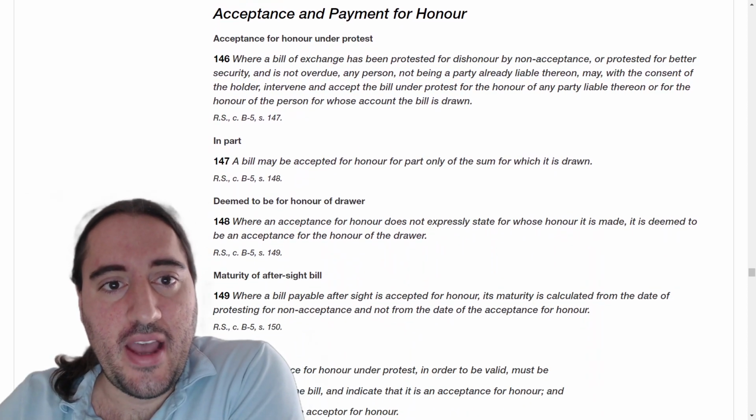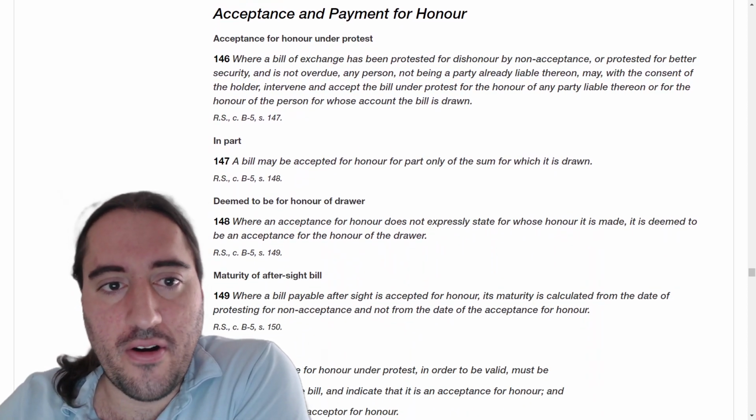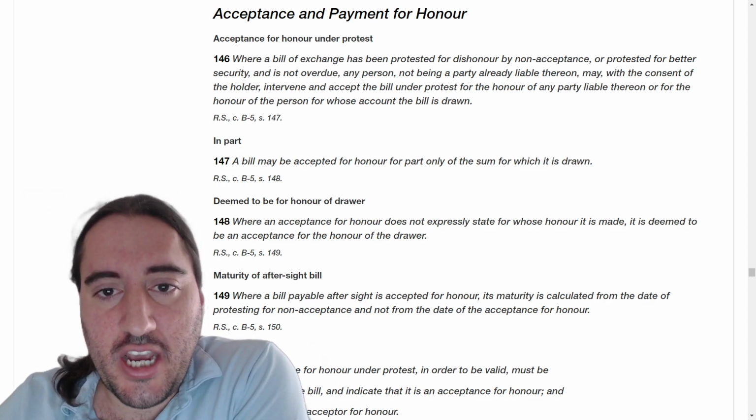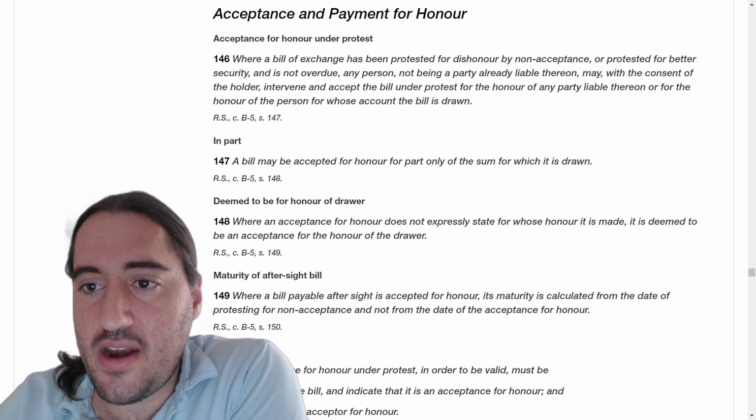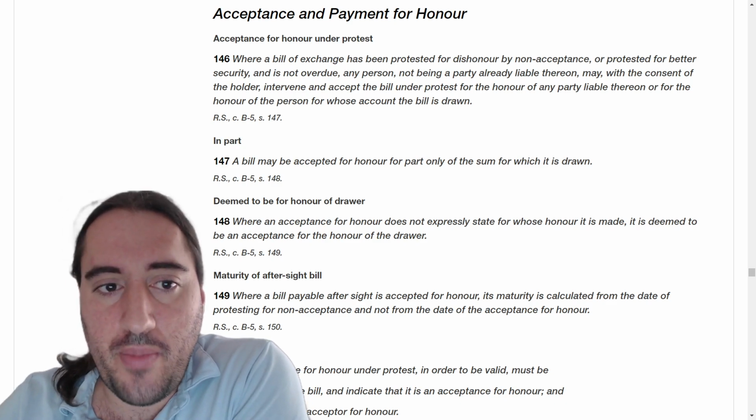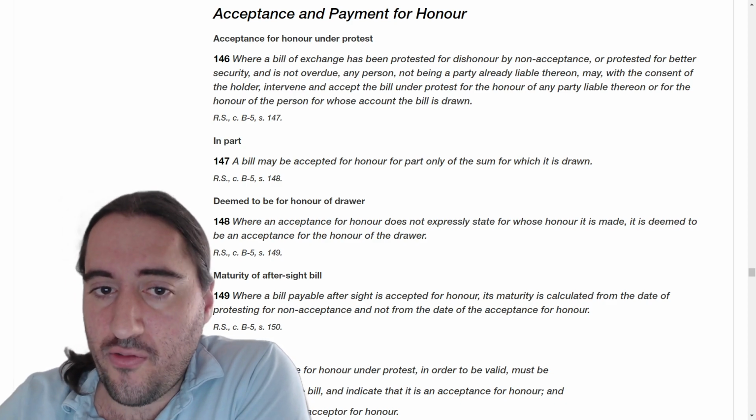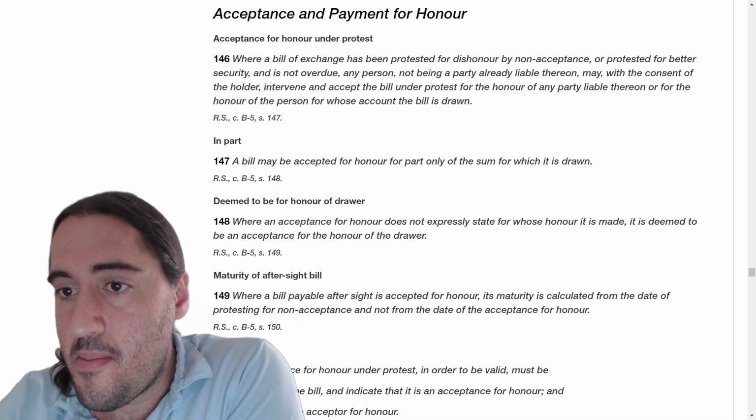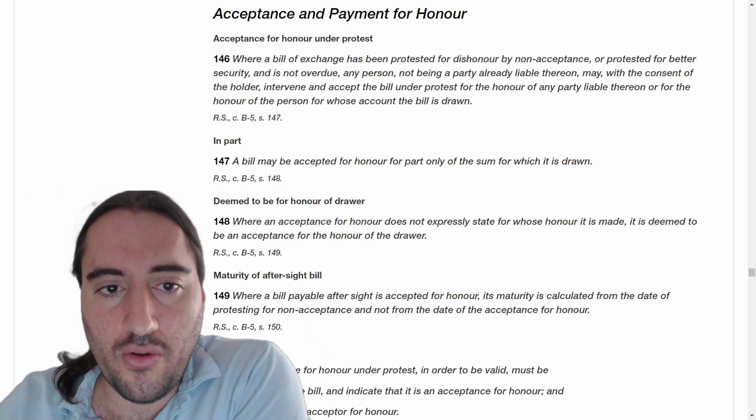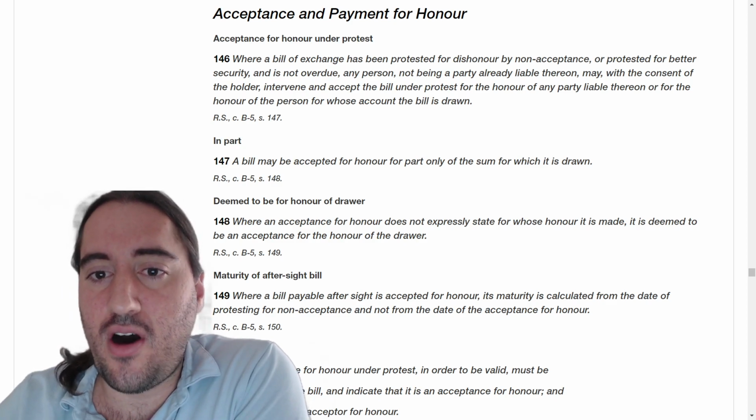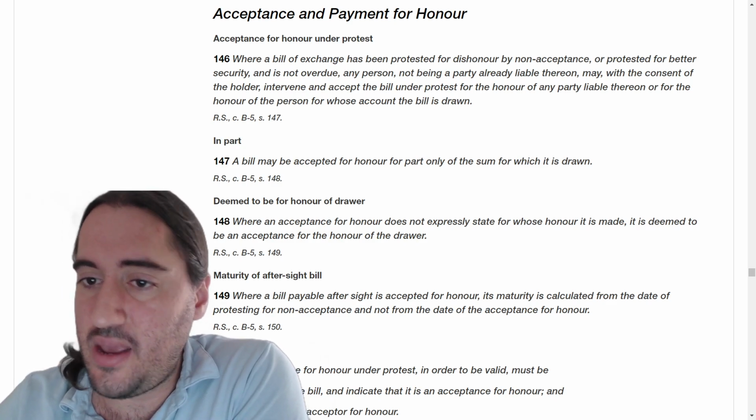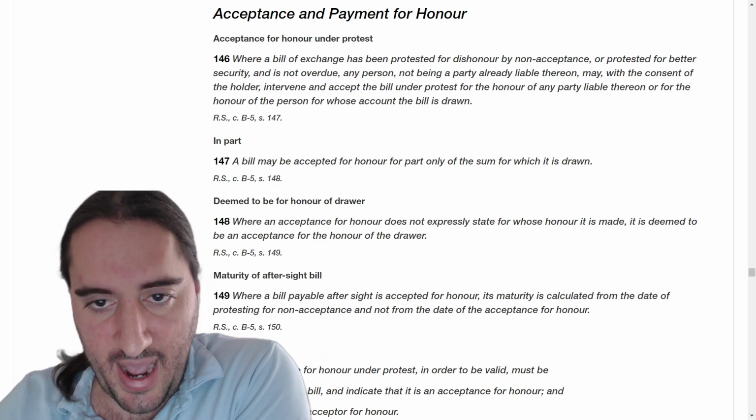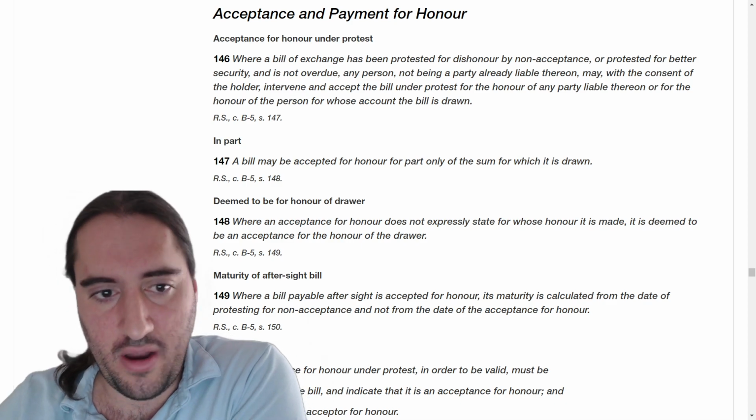Next big section, acceptance and payment for honor. Acceptance for honor under protest. Where a bill of exchange has been protested for dishonor by non-acceptance or protested for better security and is not overdue, any person not being a party already liable thereon may, with the consent of the holder, intervene and accept the bill under protest for the honor of any party liable thereon or for the honor of the person for whose account the bill is drawn.